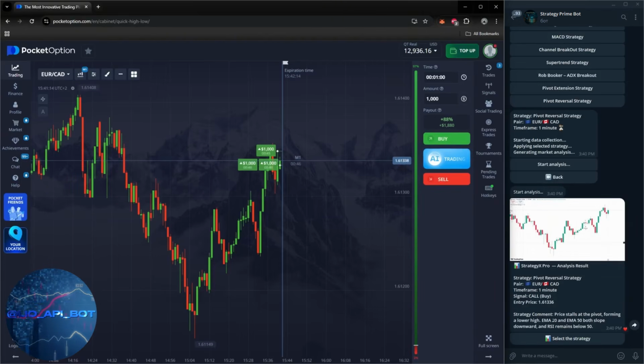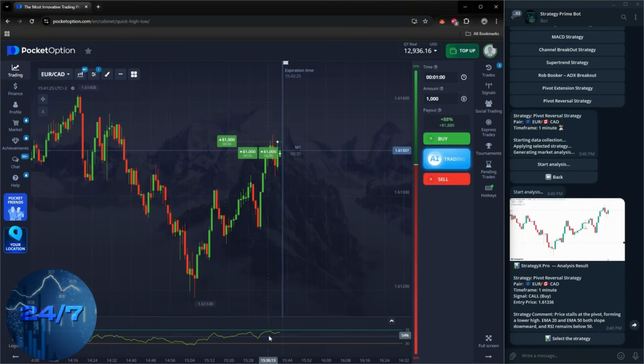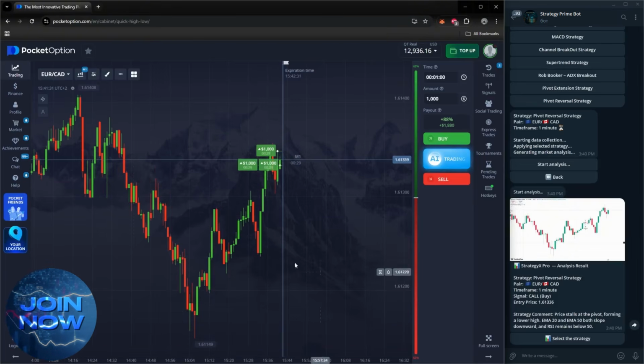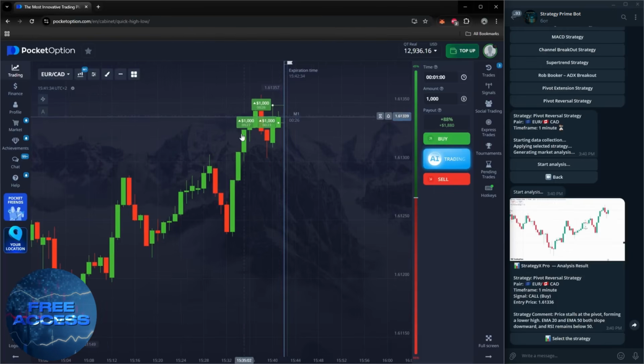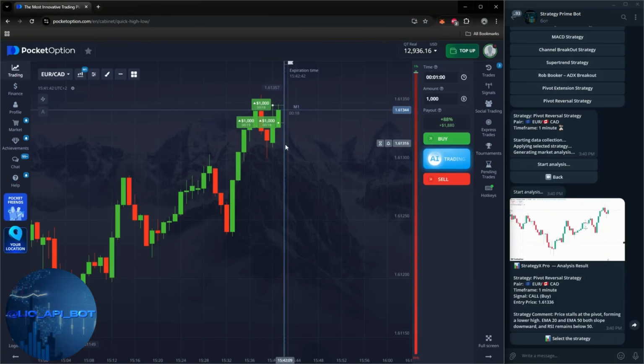provided for you. Right here we see price stalls at the pivot forming a lower high. EMA 20, EMA 50 both sloped downward, and RSI remains below 50. So let's add RSI here. It was below 50 right here. It is climbing now, so this is not exactly accurate. However, we are looking at a perfect execution of our strategy, even though there still might be a little bit of pushback, but right now we are looking to make some profit on this trade as well.